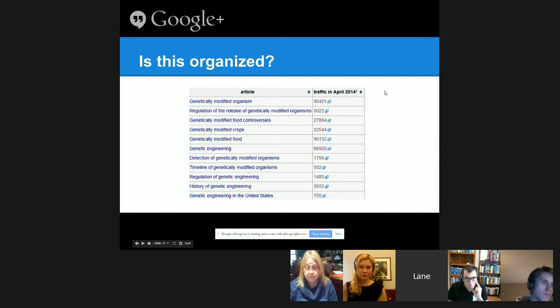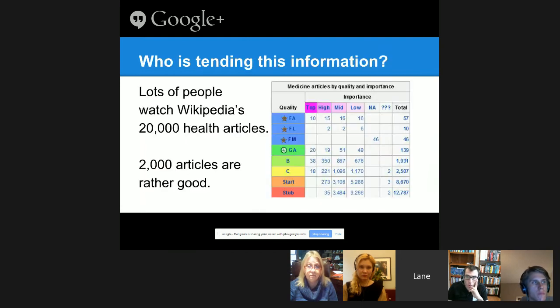It's a great way to reach other people, and that's why I think it's so important for people to recognize what the audience of Wikipedia is. Who's tending all this information? James talked about this earlier. Sydney did as well. She said people from the Cochrane collaboration are interested in improving the quality of Wikipedia.